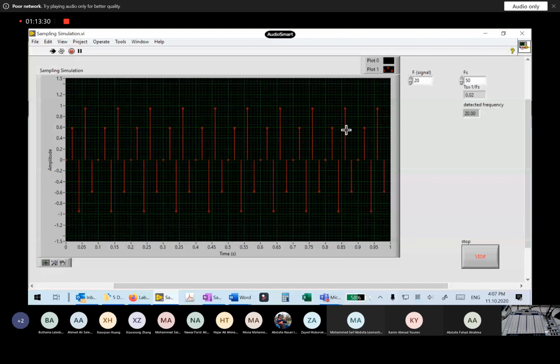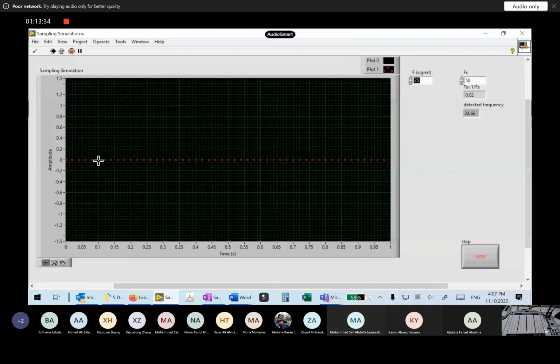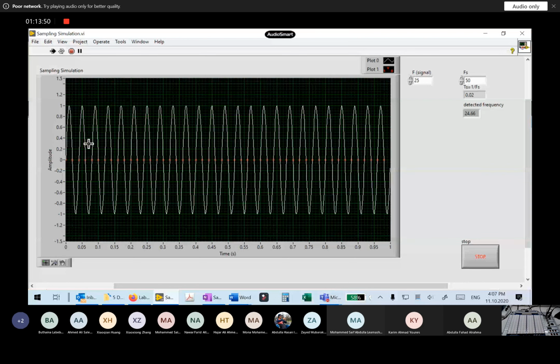Okay, until you get to this critical frequency, 25. Now the acquired signal here is 0, while the real one, if I show the real signal, it is still there, right? So here this is very important. Although you have a real signal, which is a sine wave with 25 hertz, the computer doesn't see anything. It sees it as 0. Okay, why is this happening?